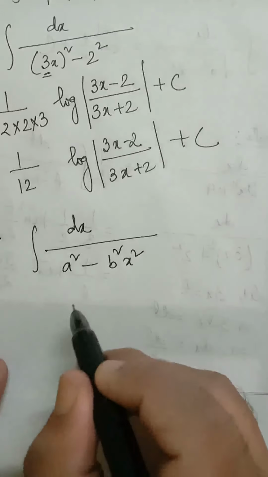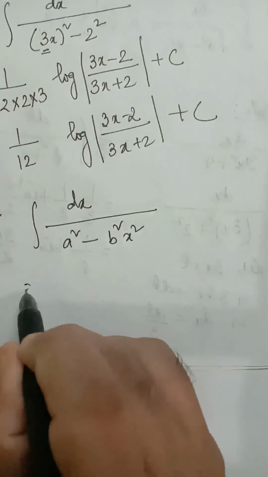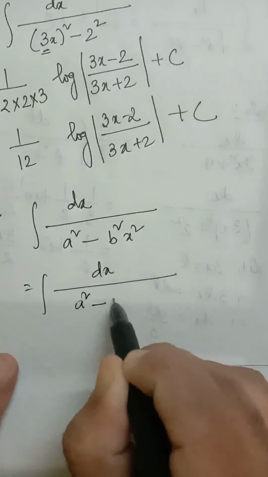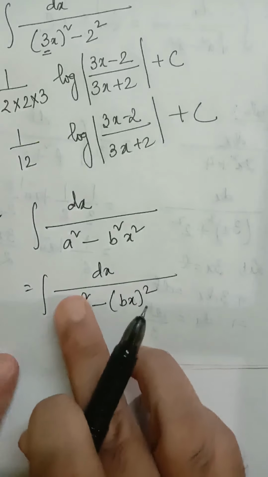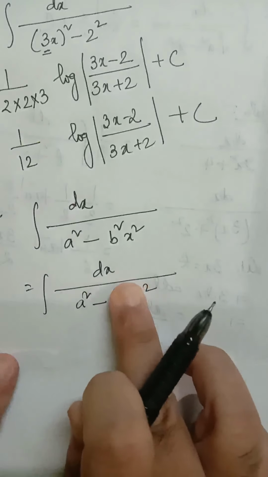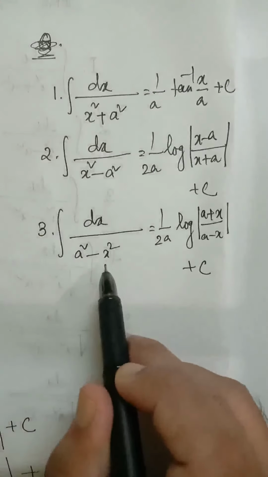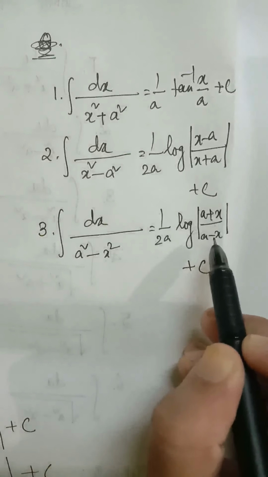Next, to integrate dx by a square minus b square x square. This integration we can write in this way, a square minus (bx) whole square. So this integral is now of the form a square minus x square. You can see the integration of a square minus x square is 1 by 2a log of (a plus x) by (a minus x).